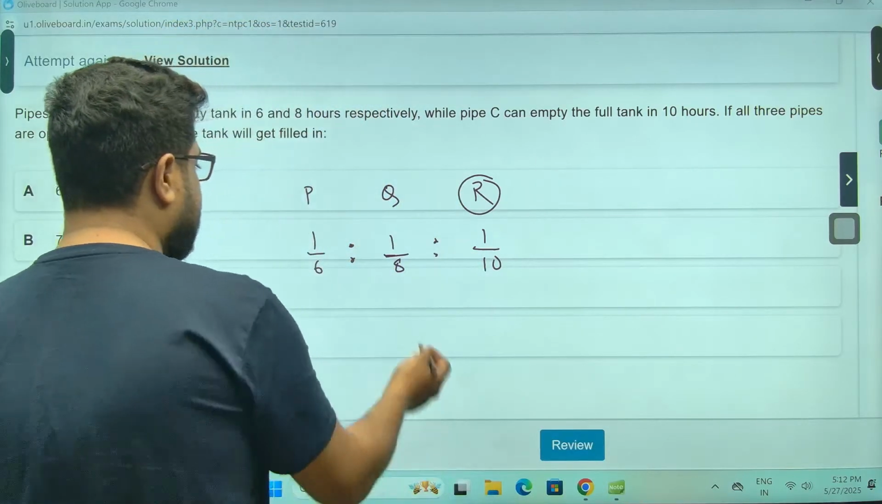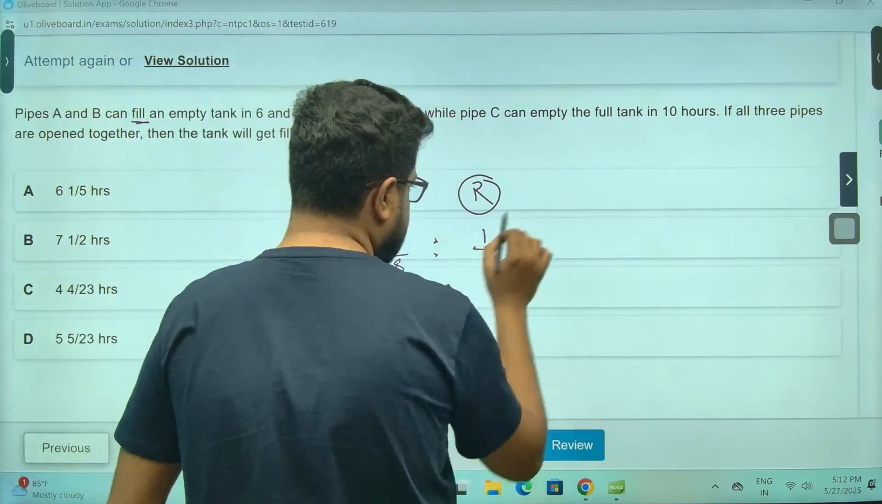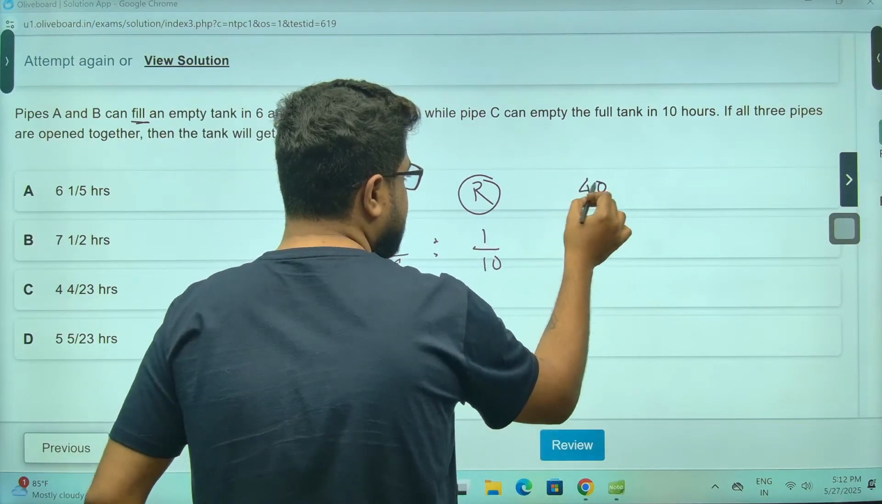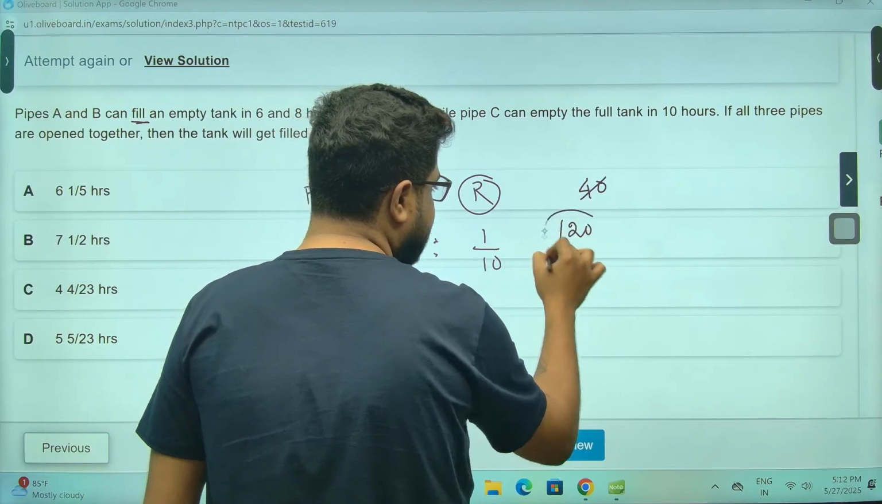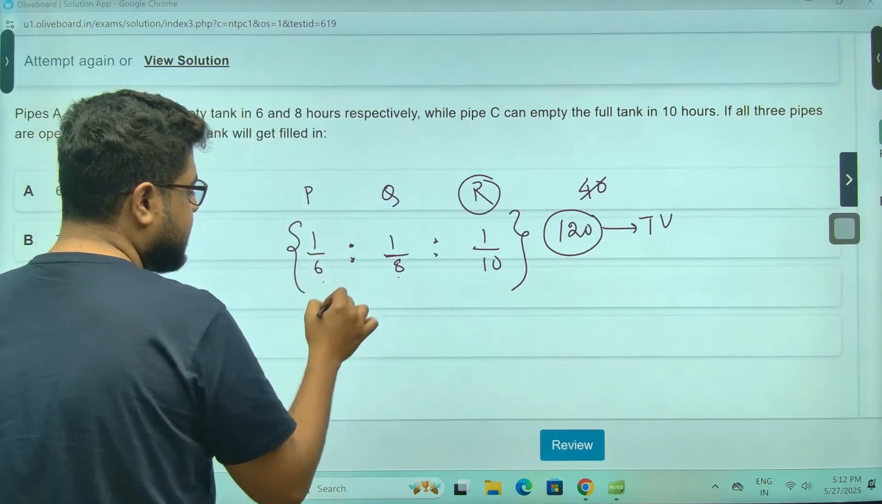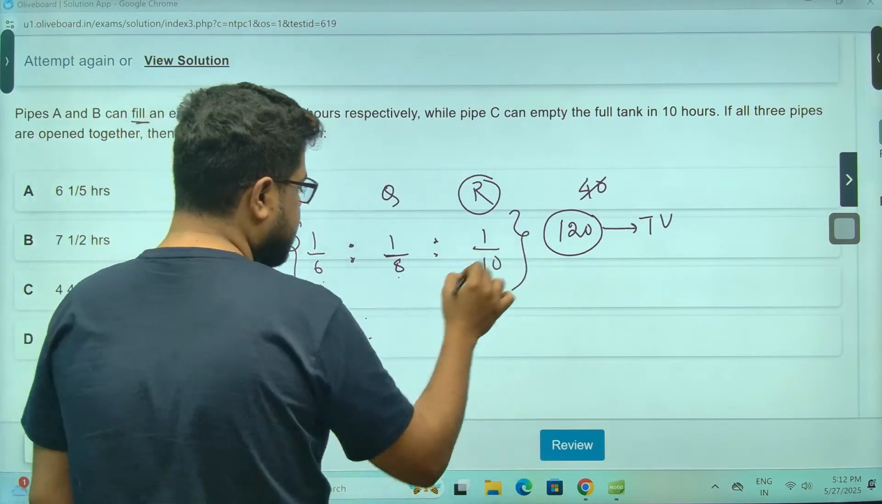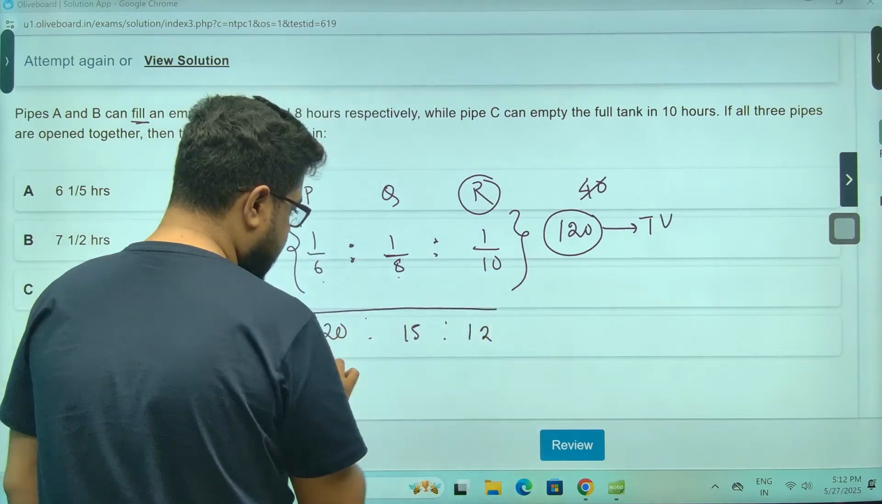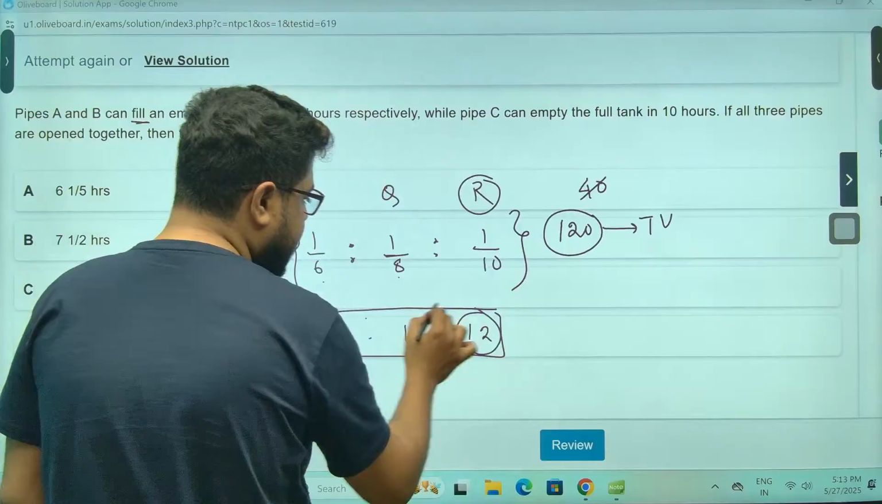Sir, multiply by what, sir? 8 and 10. Sir, 40 is LCM there. And this is a 3. 120 is the LCM, and that becomes your total volume, sir. And if you multiply this, sir, this is 20, this is 15, and this is 12. These are the efficiencies. This is negative.